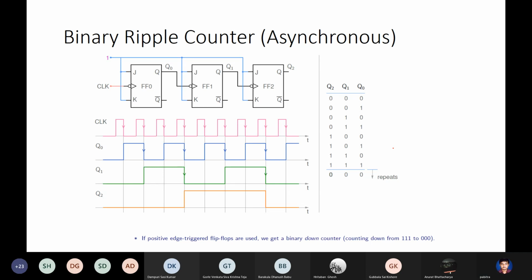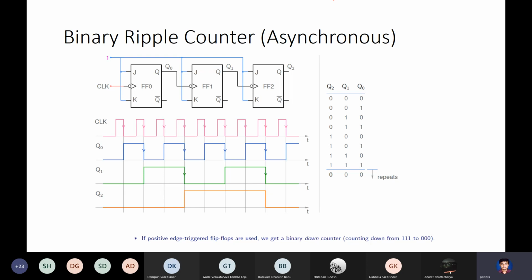Any doubt regarding this? All right. So now let us see one more thing. Let us look at this timing diagram. Let's say this is my clock. Any change will happen on the negative edge of the clock.